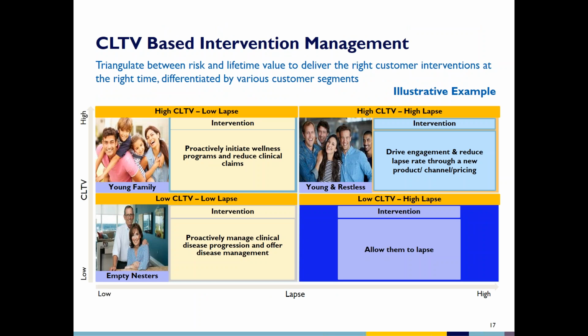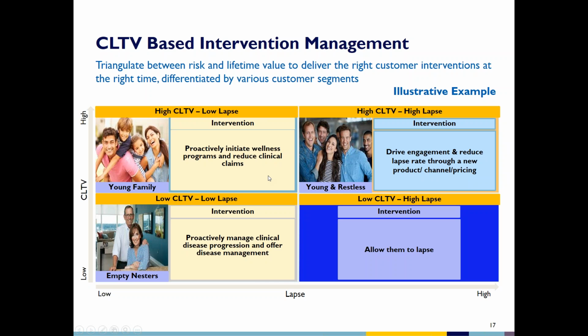I'll point your attention to the left of this page and look at your y-axis here. It is basically the lifetime commercial value going from low to high on the y-axis, and lapse, which is the propensity of a customer to lapse, a member to lapse, being on the x-axis going from low to high. What that does is create a very simple 2x2 matrix for you, and I'm using my mouse here for those who are following along, and I'll just give you an example of one of these quadrants.